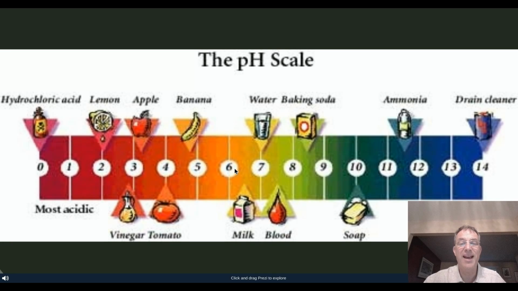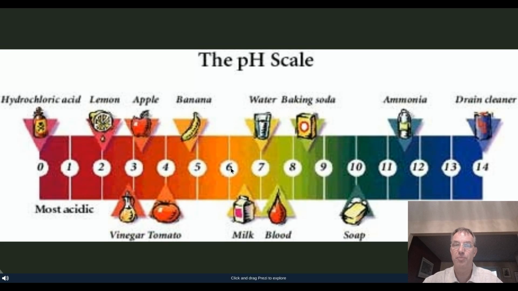This goes by a factor of 10 in concentration, which means if you have something at a pH of 6 and then it goes to a pH of 3, it's not twice as acidic, because you change by a factor of 10 each time. So we start at 6. A pH of 5 is 10 times more acidic, a pH of 4 is 100 times more acidic than 6, and a pH of 3 is 1,000 times more acidic than a pH of 6.